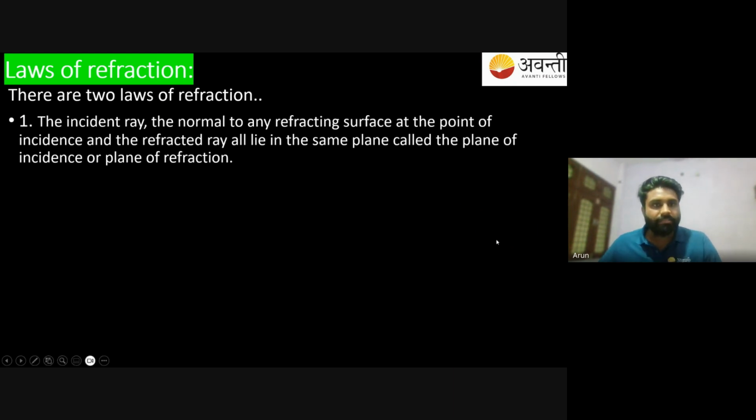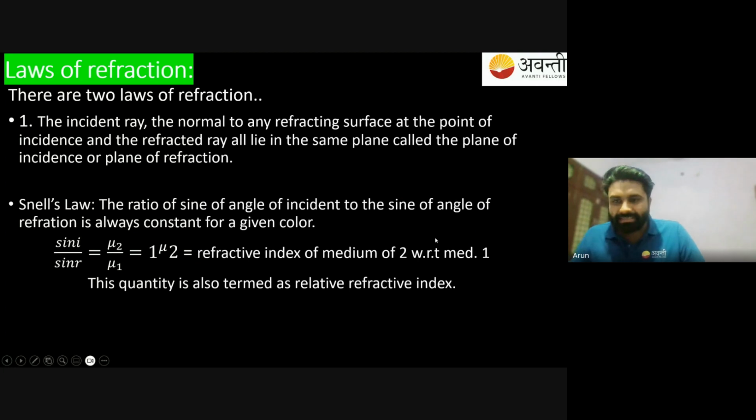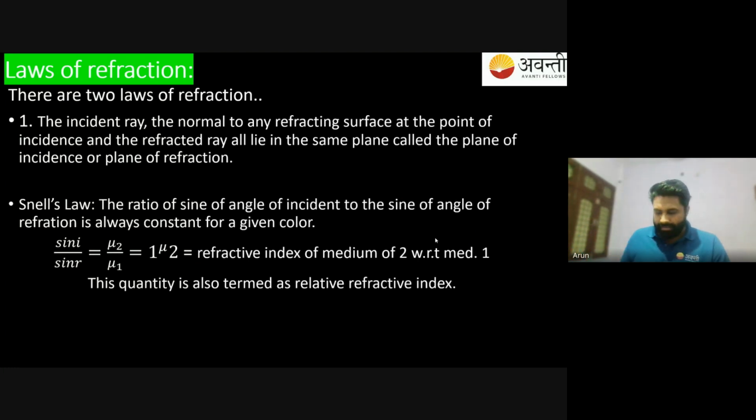Got it? Now what is the second law? The second law is also termed Snell's law. What does it tell us? It tells us that the ratio of the sine of the angle of incidence to the sine of the angle of refraction is always constant for a given color. That means sin i divided by sin r is equal to mu2 by mu1. What are mu2 and mu1? Mu2 and mu1 are the refractive indices of the related media, and this is also termed 1mu2, which is nothing but the refractive index of medium 2 with respect to medium 1.